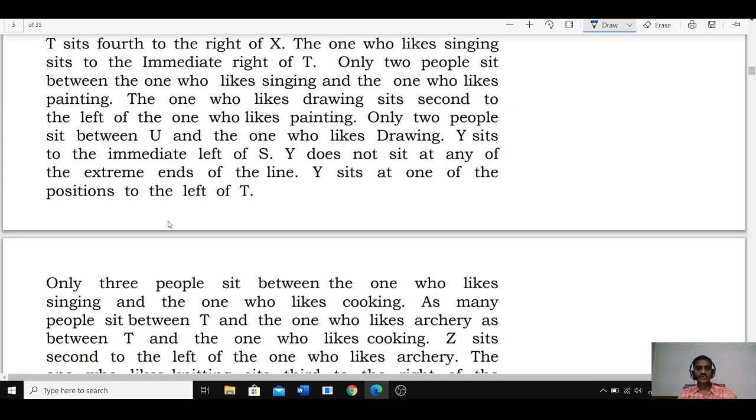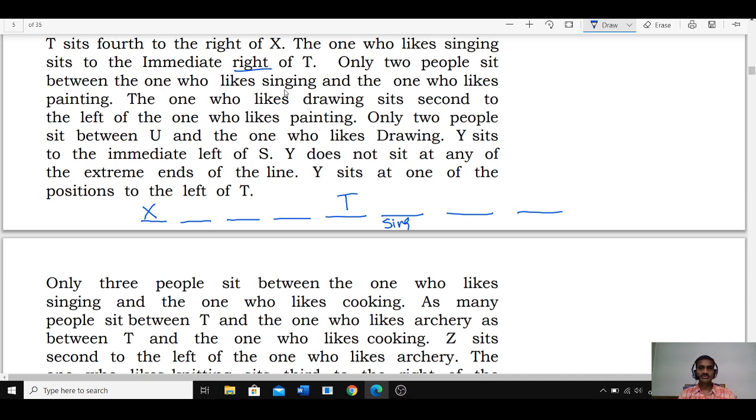Then T sits 4th to the right of X. 1, 2, 3, 4, 5, 6, 7, and 8. Now T sits 4th to the right of X. If X is 1, 2, 3, 4, then T sits 4th to the right of X. The one who likes singing sits to the immediate right of T. Singing is to the immediate right of T, isn't it?